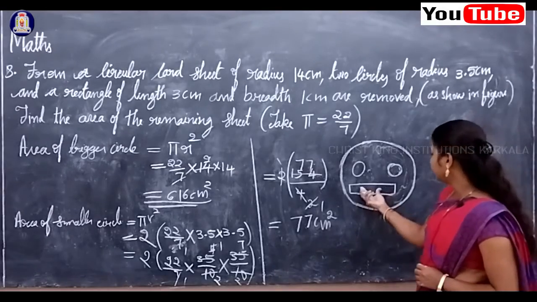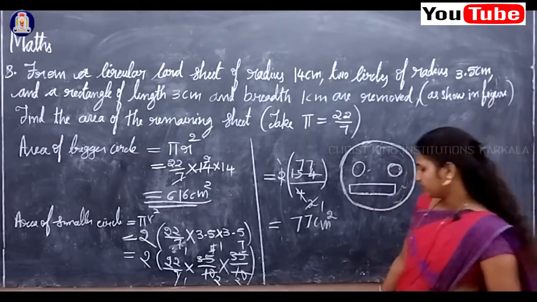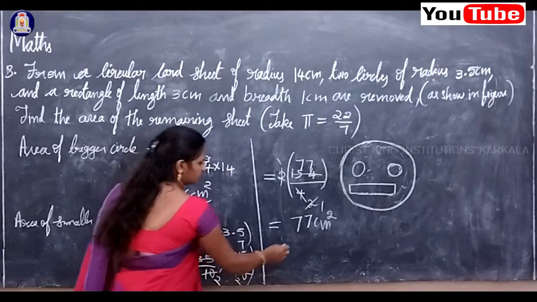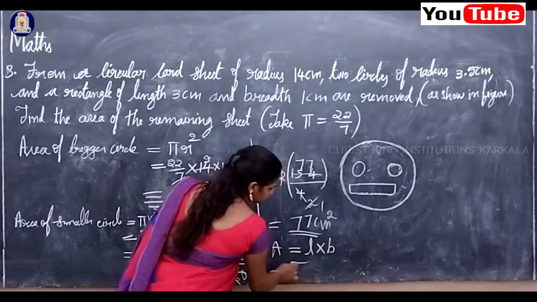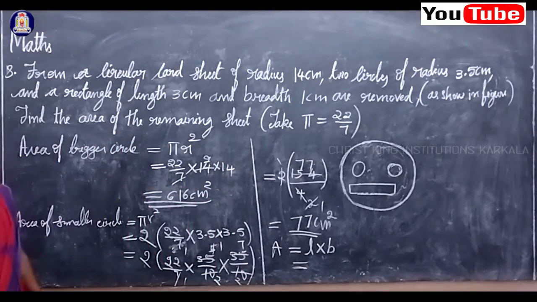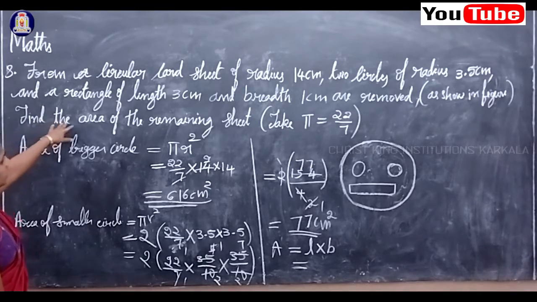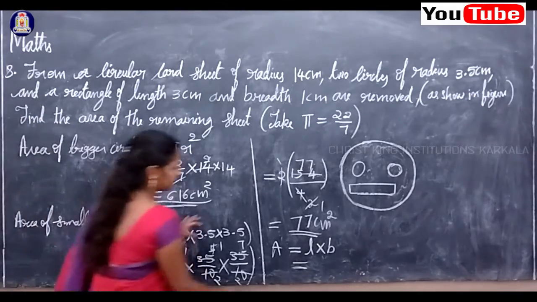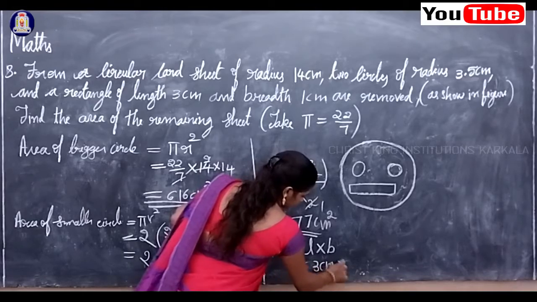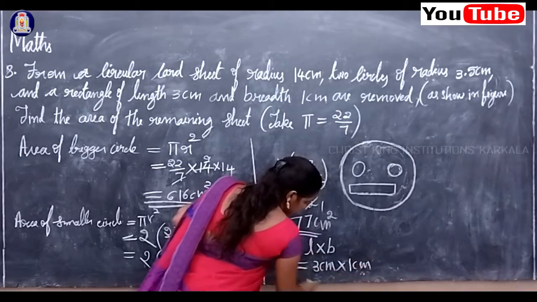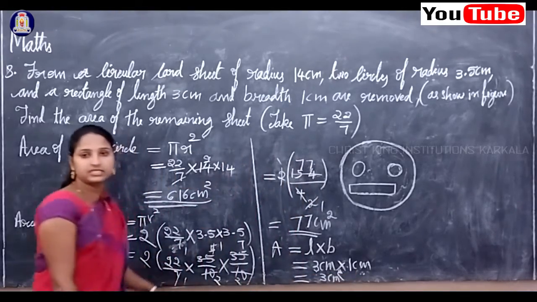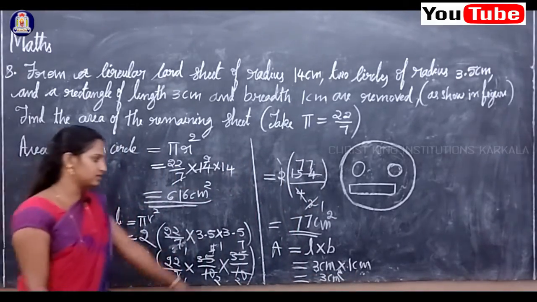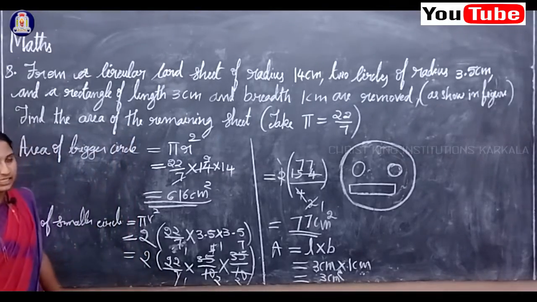Similarly, we have to find the area of a rectangle. How to find the area of a rectangle? The area of a rectangle is equal to length into breadth. Length we know, length is 3 centimeter and breadth is 1 centimeter. So 3 ones are 3. Centimeter into centimeter, that is centimeter square. So this is the area of the rectangle.